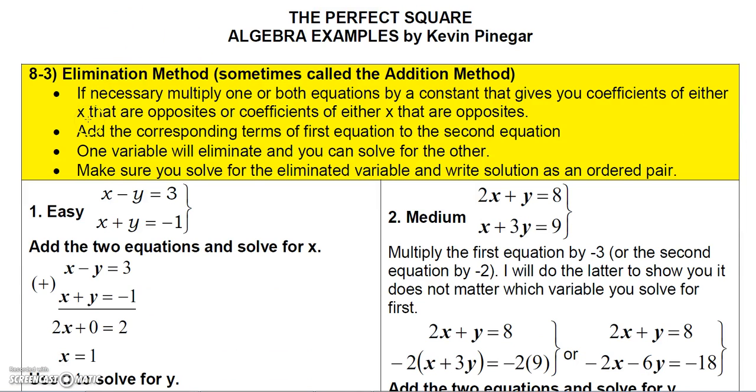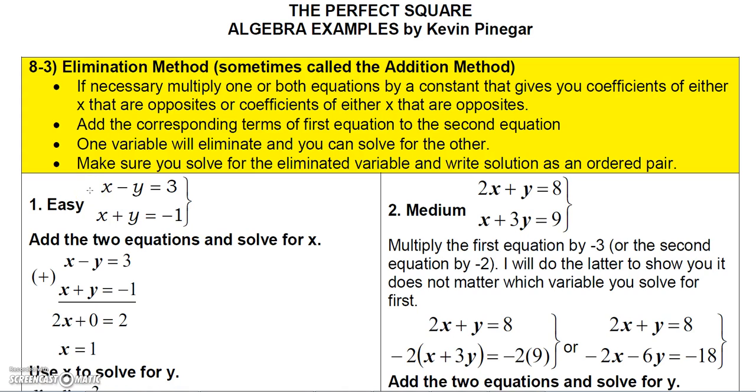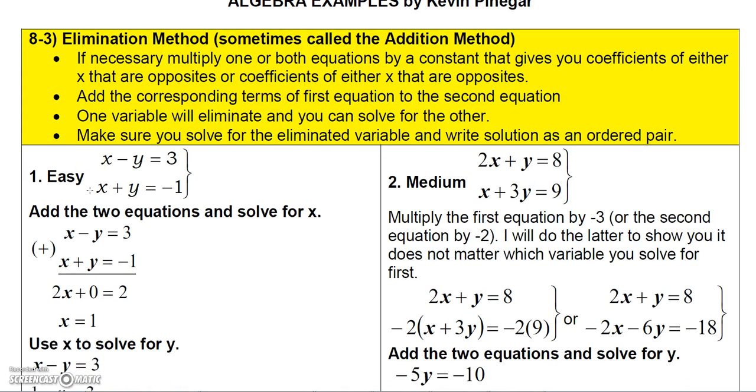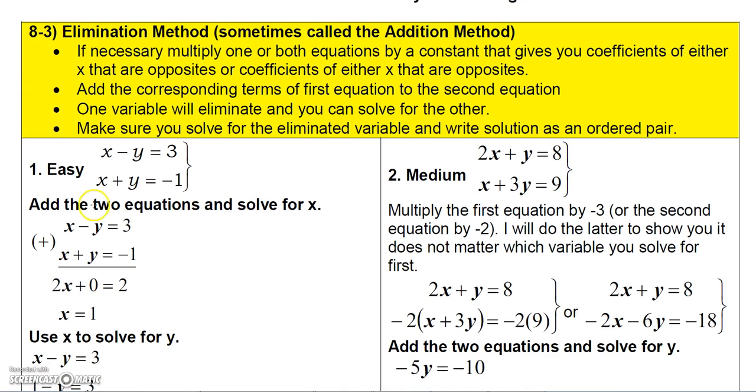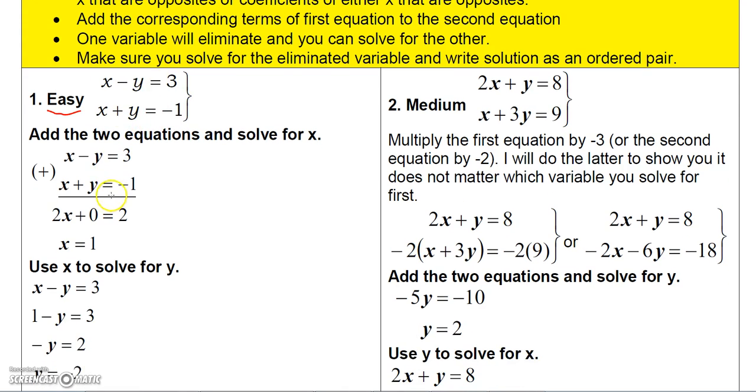And in the elimination method, you want to try to add equations together, term by term, in order for a variable to eliminate. So let's start with x minus y equals 3 and x plus y equals 1. Now I call this the easy case because you do not have to manipulate the equations here. In other words, you don't have to multiply the equations by any number. All you have to do is just add them.